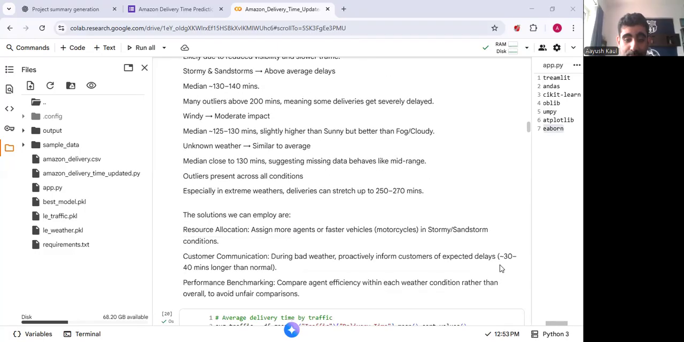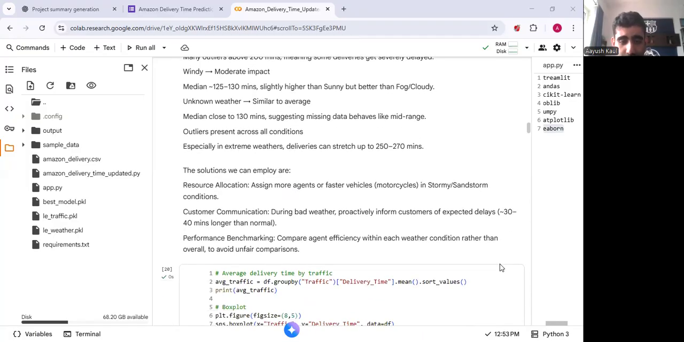The solutions we can employ to solve these problems are, first, that we can allocate resources to assign more agents or faster vehicles like motorcycles in stormy or sandstorm conditions. Next, we can communicate the delay with customers due to bad weather, if we can estimate the delay to happen 30 to 40 minutes or longer than normal.